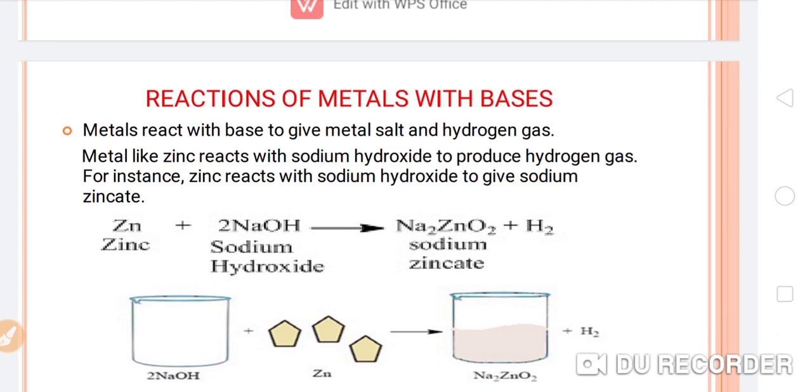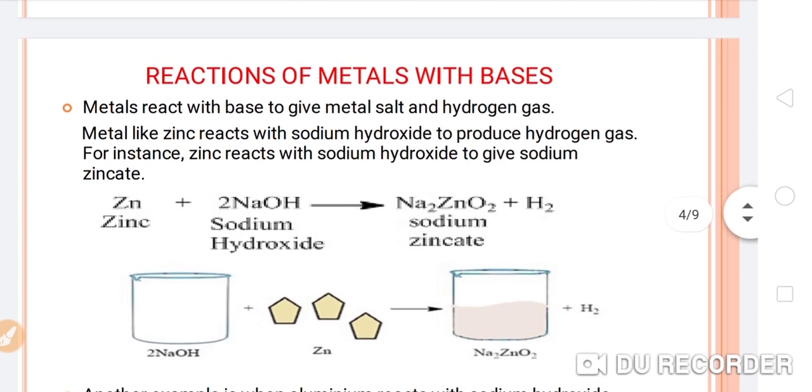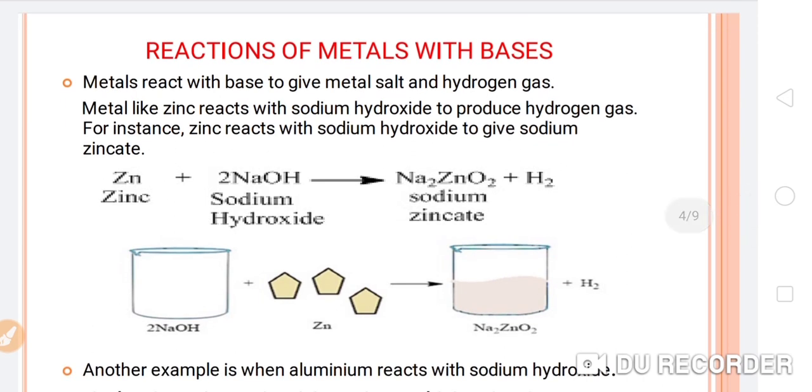Why? Because in the reactivity series there are some metals which have amphoteric nature. Okay, what is the amphoteric nature? Those metals which can react with acids as well as bases. So these metals are known as amphoteric metals.